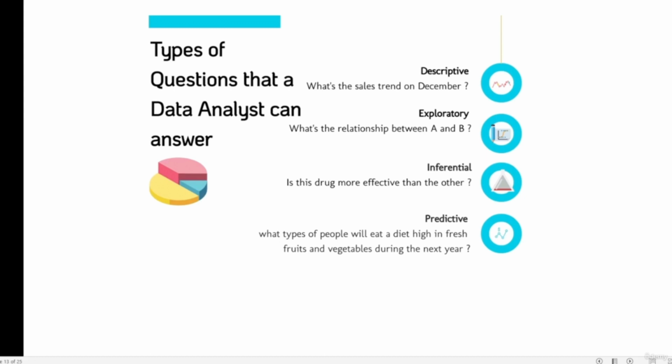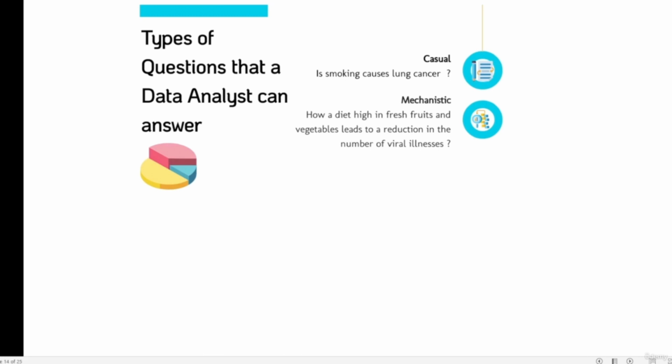Then comes the predictive question. A predictive question would be the one where you ask what types of people will eat a diet high in fresh fruits and vegetables during the next year. Then comes the causal question. A causal question asks whether changing one factor will change another factor, on average, in a population. For example, does smoking cause lung cancer or not? Finally, a question that asks how a diet high in fresh fruits and vegetables leads to a reduction in the number of viral illnesses would be a mechanistic question.